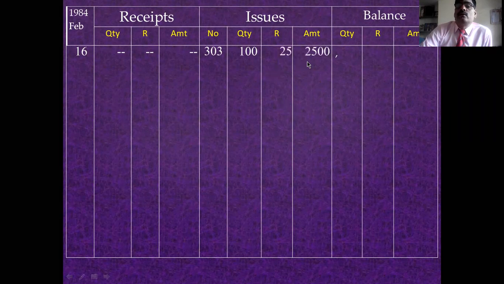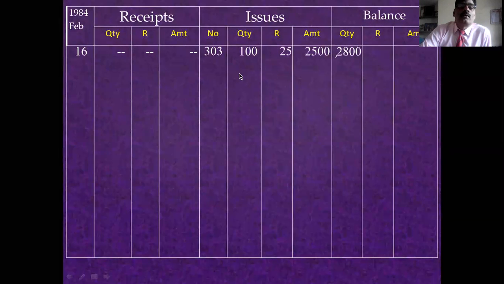Okay. 100 units you issue at the rate of last rate. Last rate is 25, 2,500. Then balance is, just a minute.